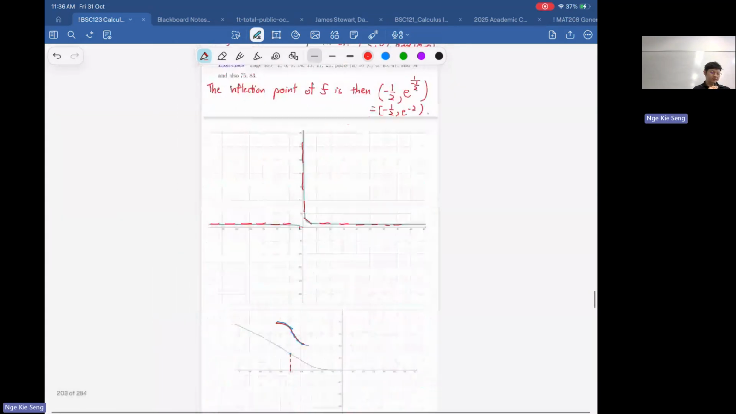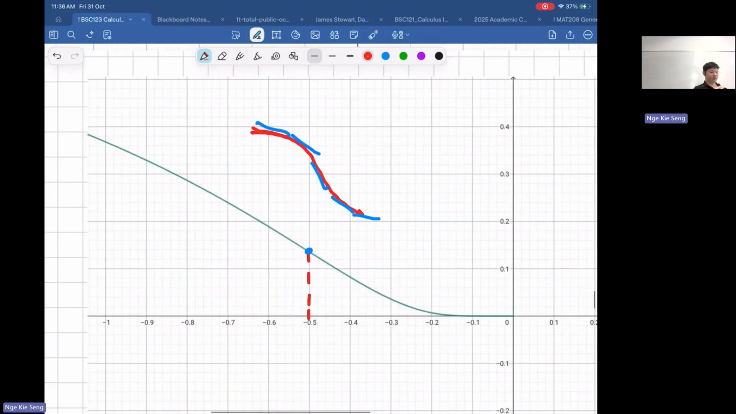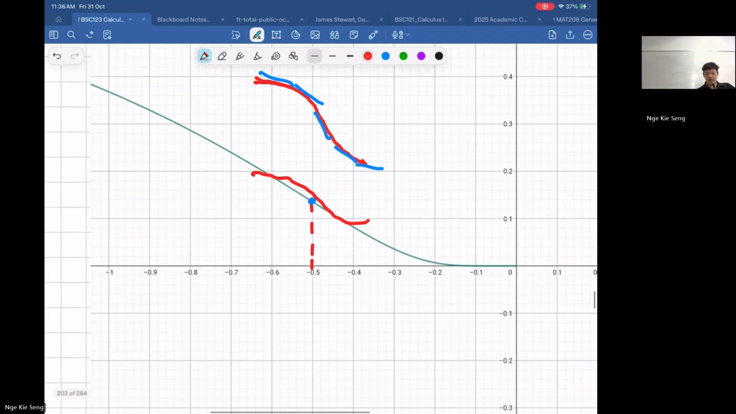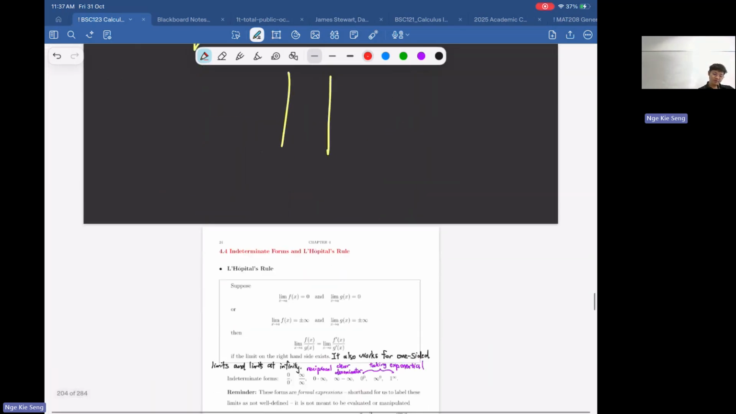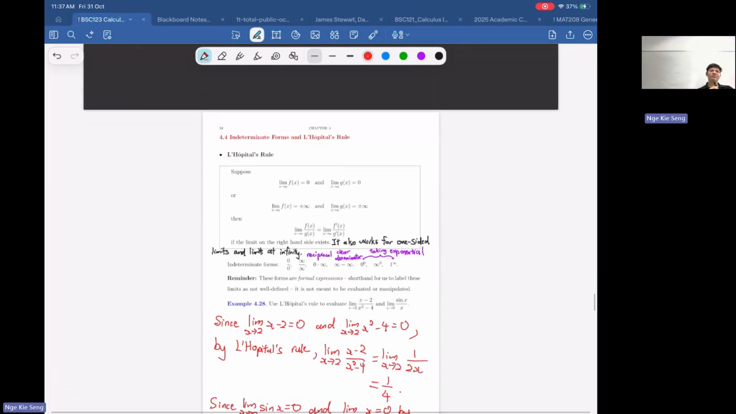Okay, so the S we have just now is pretty small. This is a small S. Okay, I think we still have a little bit more time. Maybe we can go to your favorite, L'Hopital.